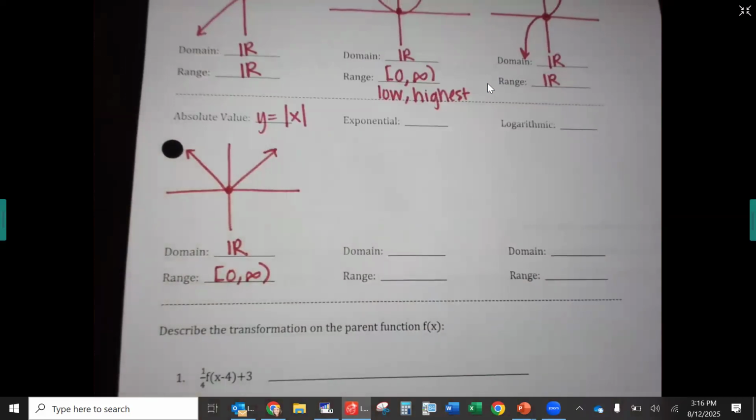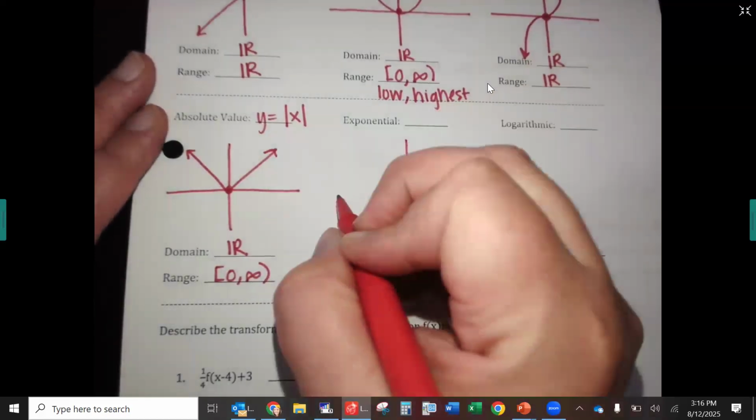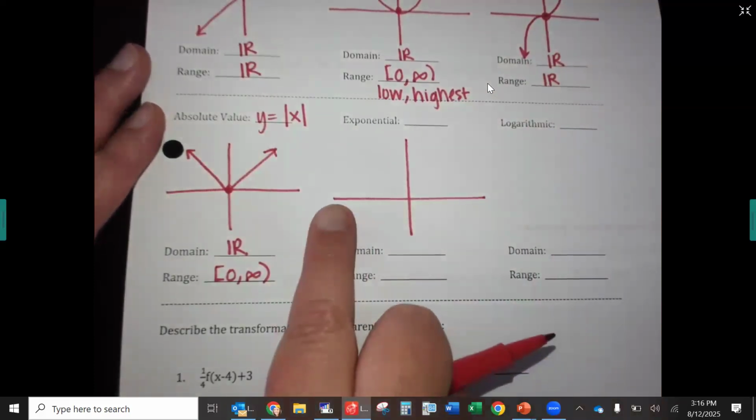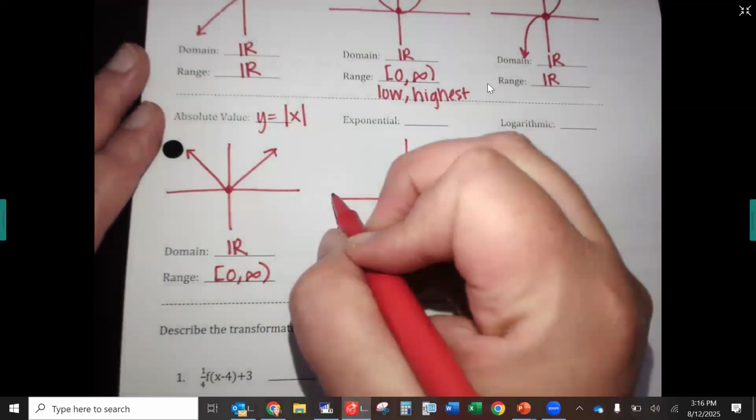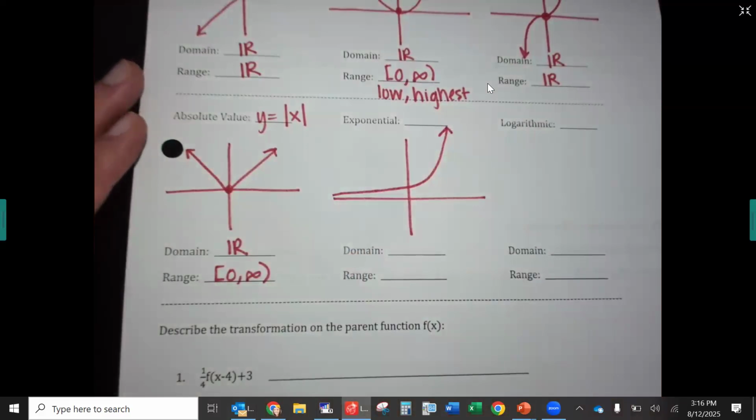All right, the next two are probably a little bit harder to remember. If you were in regular pre-cal, you covered these in December. So if you don't remember, don't feel bad about it. Okay, but exponential is going to be the growth graph. And it's going to start really, really, really close to the x-axis. And then it's going to slowly grow faster and faster and faster.